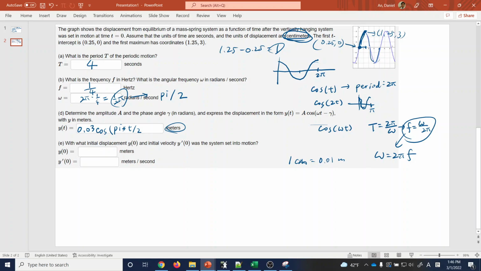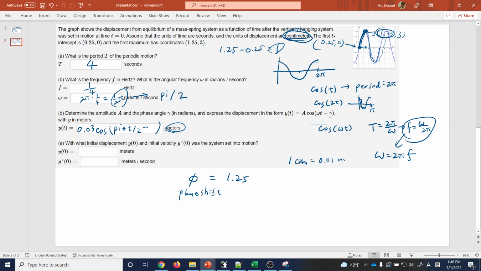And now here's the problem with this. You need to figure out the gamma. But what is gamma? It turns out that it's not so easy to look for the phase angle gamma just from the graph. What's easy to see is the location of the peak. That's 1.25, right? That's where this phase starts, and that value is called the phase shift. So phi, which is called the phase shift, is 1.25.